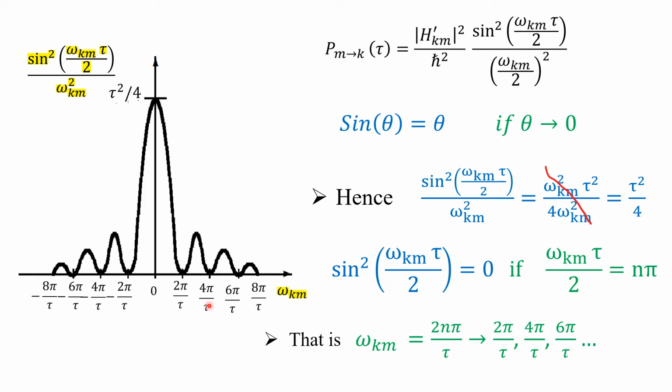So we got the x-axis values, which are multiples of 2 pi: 2 pi over tau, 4 pi over tau, 6 pi over tau, 8 pi over tau. This x-axis is omega km. So now we have found the maximum height and the x-axis. Then our task is to find the height of the next peak, which we will see now.